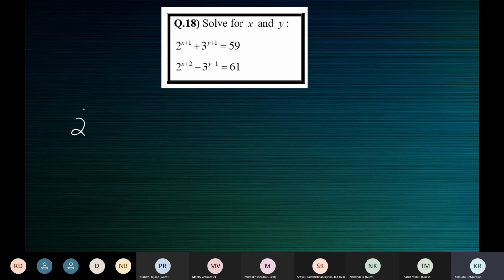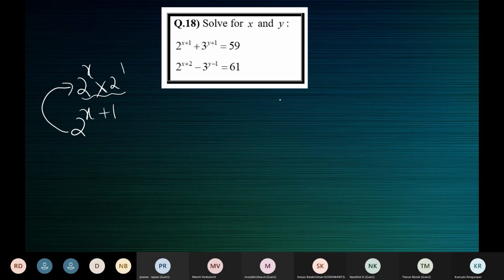2 to the power x plus 1 can be written as 2 to the power x into 2 to the power 1. The bases are the same and it's multiplication, so we add the powers. So we get 2 to the power x plus 1. Similarly, 3 to the power y plus 1 can be written as 3 to the power y into 3 to the power 1.